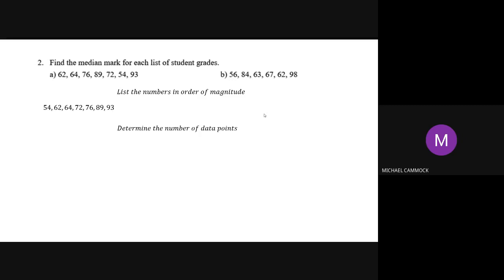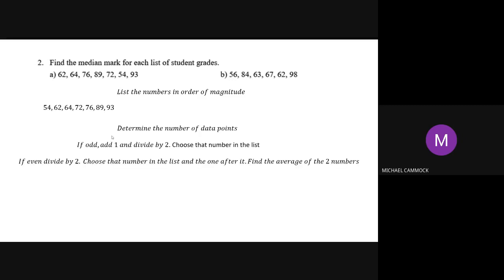Now remember, this is not an average. I'm not going to add them up and divide by 7. I'm not doing that. I want to know what's in the middle. So the next step is, if it's odd, add 1 and then divide by 2. Choose that number in the list. If it's even, divide by 2, choose that number in the list and the one after it. Find the average of those two numbers.